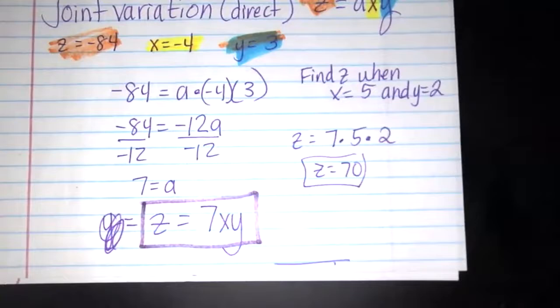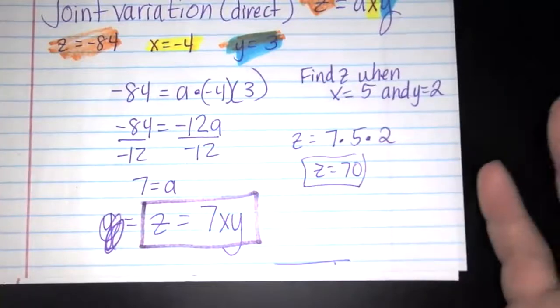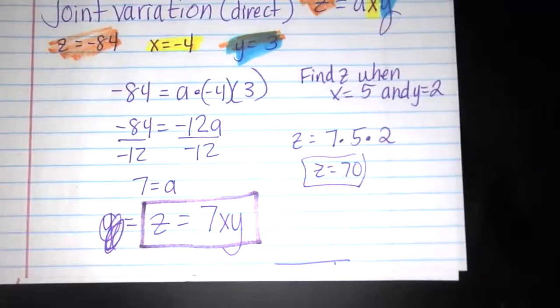That's it. The whole idea of joint variation is when you get multiple variables multiplying to get something. If you stop and think about taking the radius and something else, or the length times the width, you're getting multiple variables. That's all you're doing here.